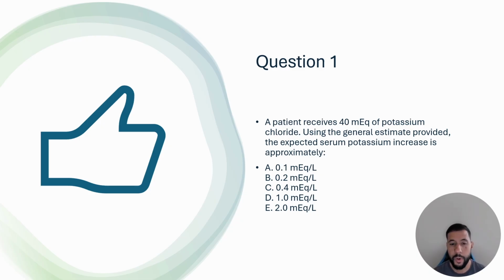So question number 1, a patient receives 40 milliequivalents of potassium chloride. Using the general estimate provided, the expected serum potassium increase is approximately A, 0.1 milliequivalents per liter, B, 0.2 milliequivalents per liter, C, 0.4 milliequivalents per liter, or D, 1 milliequivalent per liter, or E, 2 milliequivalents per liter.